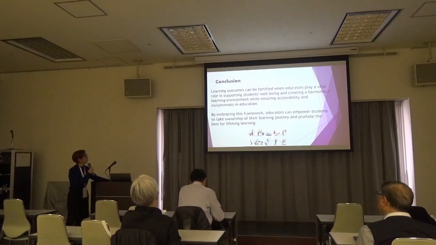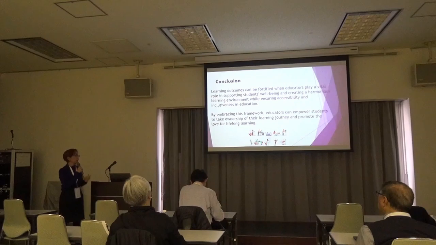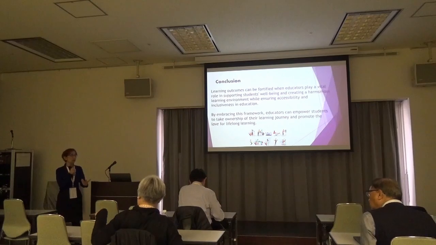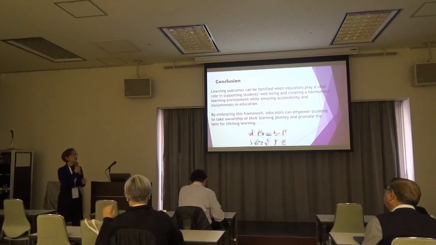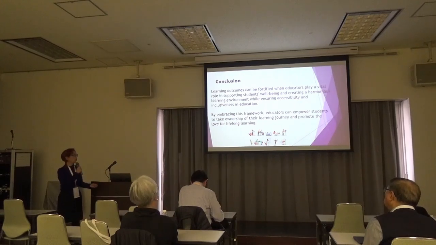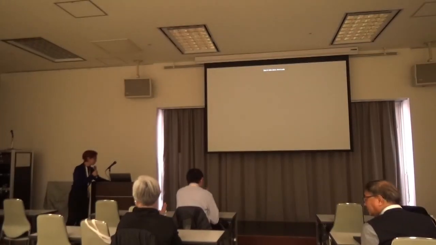This is very important. And to conclude, learning outcomes can be fortified when educators play a vital role. Who are the educators here? These people like us, yeah, school teachers and so forth. We need to support the students' well-being and create a harmonious learning environment while ensuring accessibility and inclusiveness in education. By embracing this framework, the educators can empower their own students to take ownership of their learning journey and promote the love for lifelong learning. That's all for today's presentation, and thank you very much for your attention.